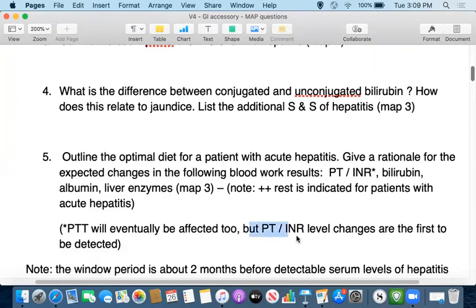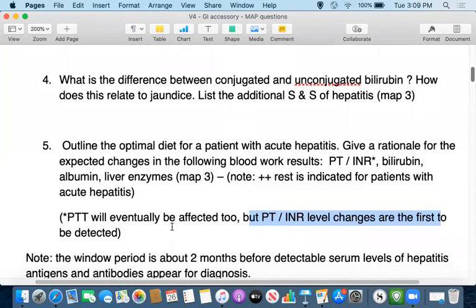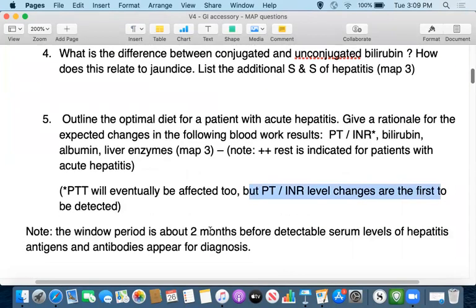So PT/INR are the first blood coagulation markers to be affected. PTT will eventually be affected as well. It takes about 2 months before you can detect the hepatitis antigens and antibodies. So you could quite possibly have hepatitis and not get confirmation via blood work. You may have to wait a couple of months before you can get that.